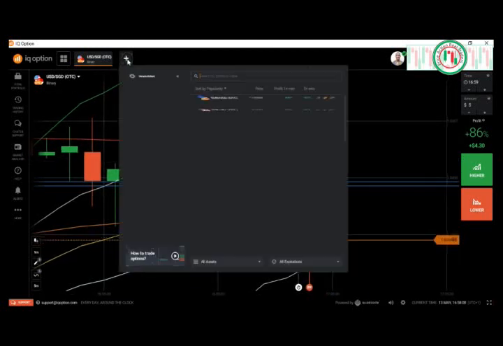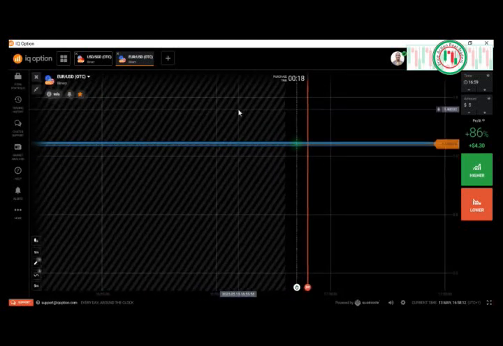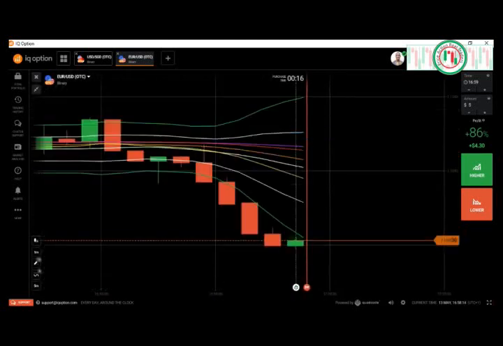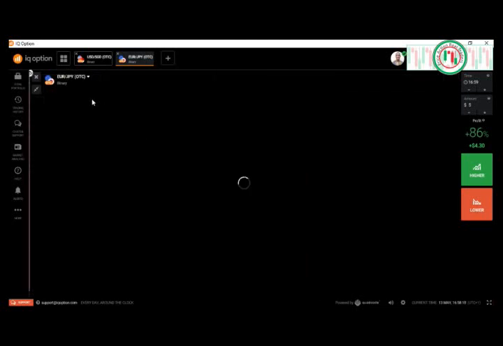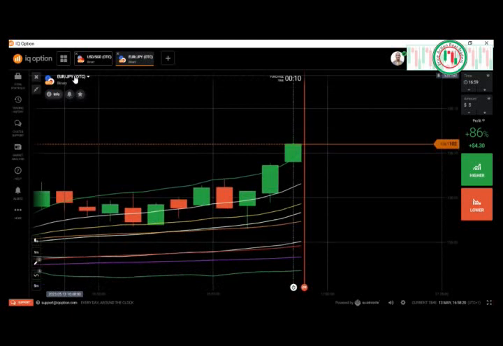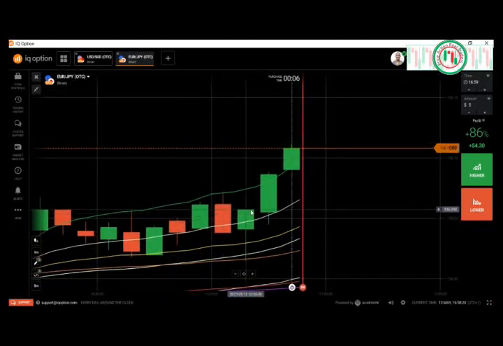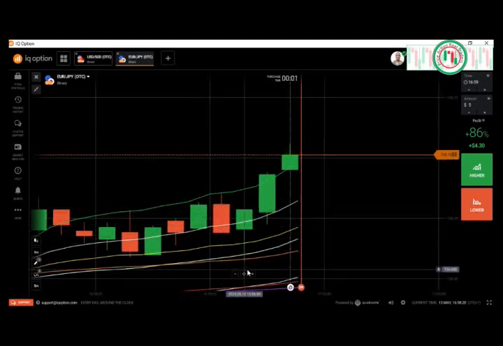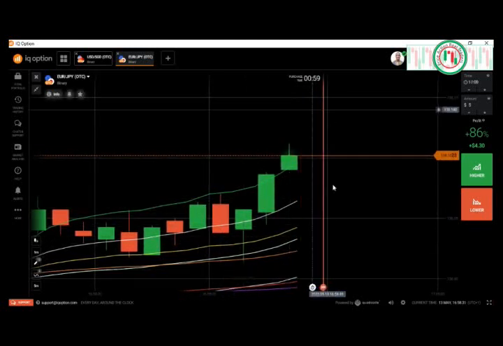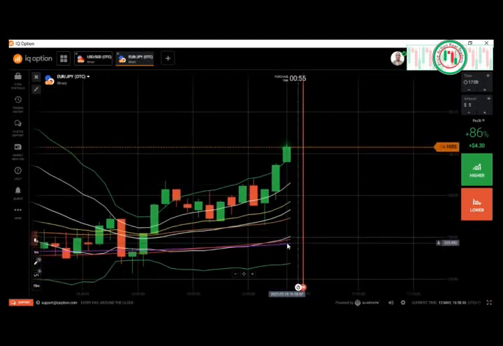Let me change to another one, because this one, the setup is not good. This one is a bad market. Here let's see, this down, up, then down. Yes, here is another opportunity.